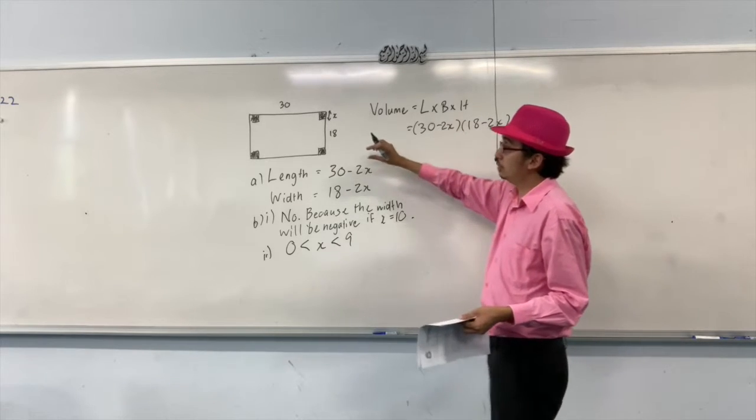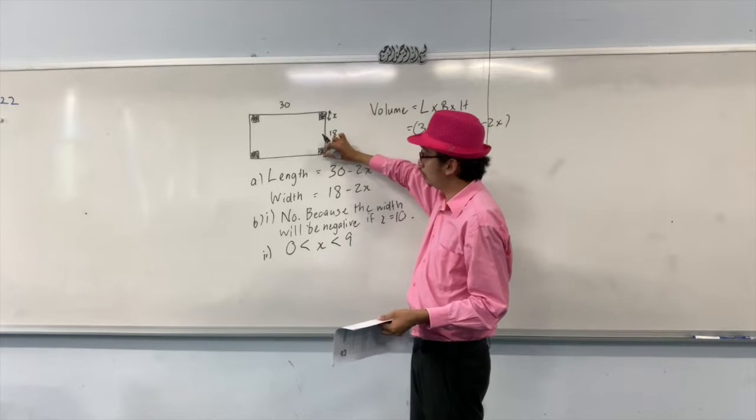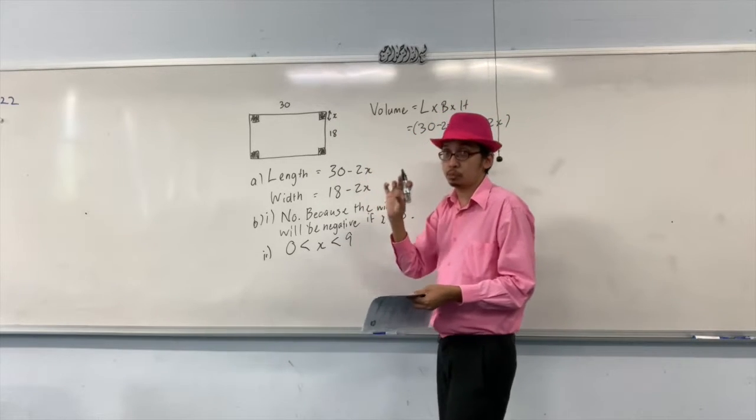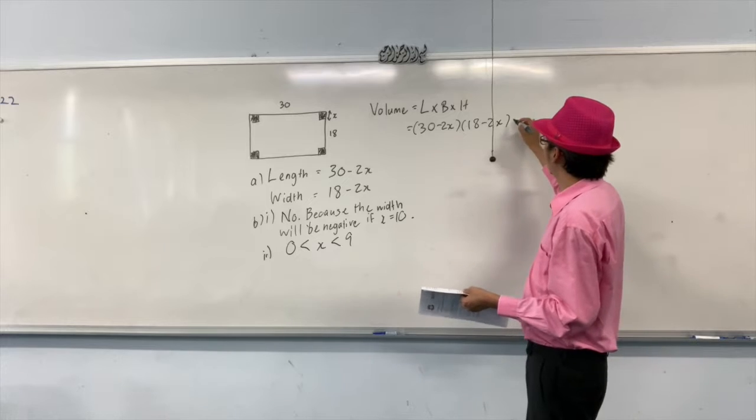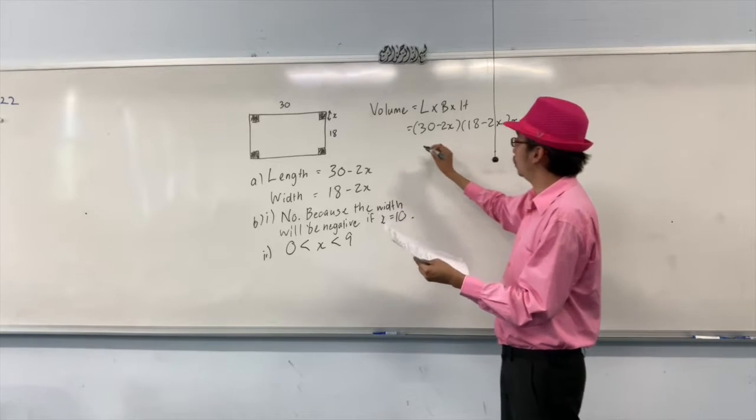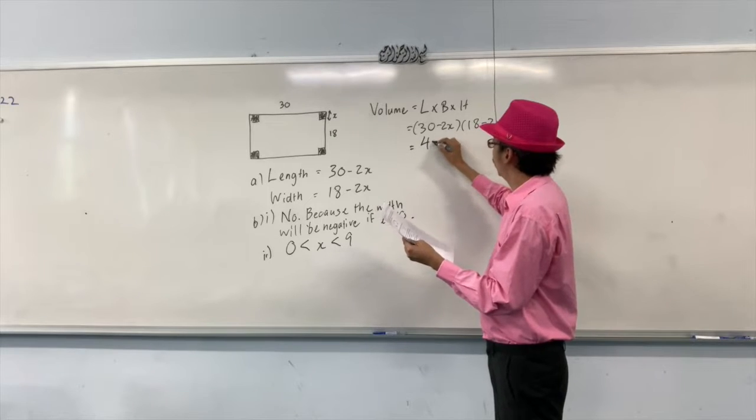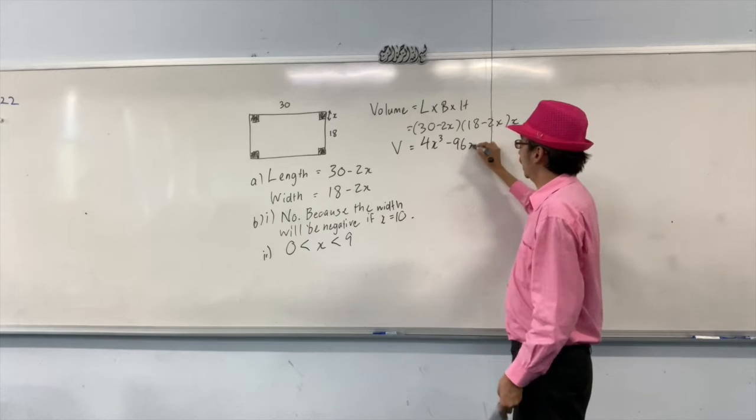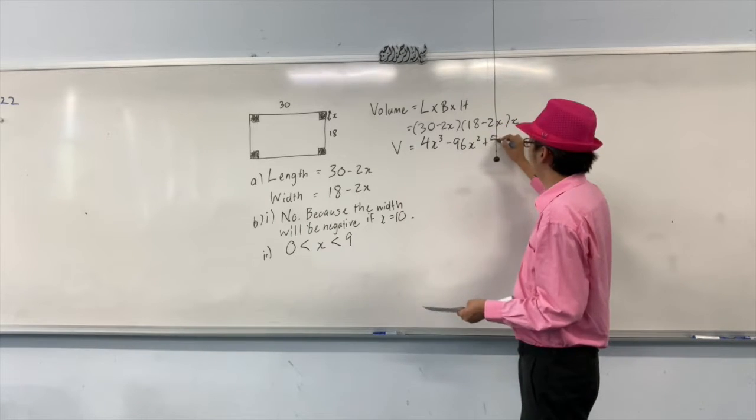For the height, you notice that wherever you cut, when you fold it up, that will be the height. So if you cut off x, x will be the height, so there's another x over here. If you open up all the brackets, you should arrive at the volume equal to 4x cubed minus 96x squared plus 540x.